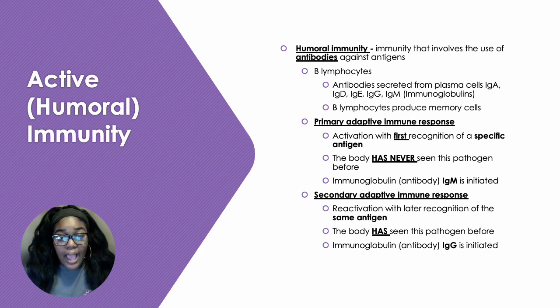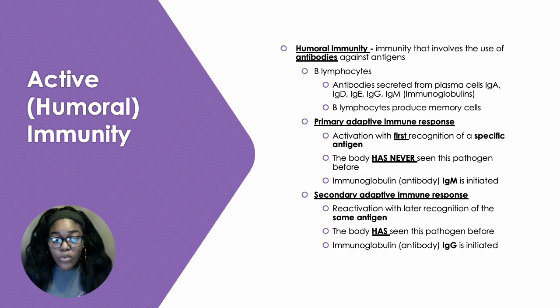Now, IgM is the initial antibody that is initiated and circulating around the body to, one, search and see what the pathogen is and what it is made of. It is scanning to see what the pathogen is so that it can gather data so the body can start to remember what this pathogen or harmful agent is. Again, this is the primary adaptive immune response, and it only occurs when the body has never seen this pathogen before.